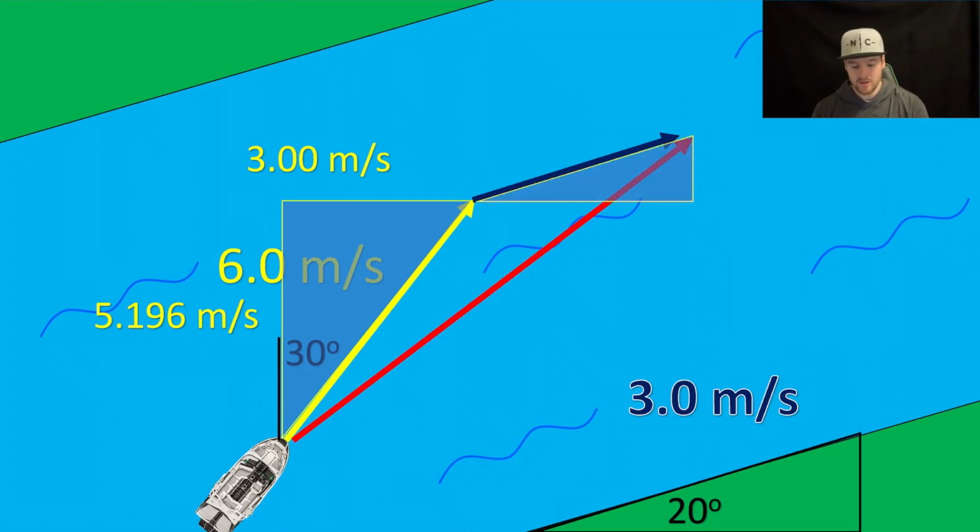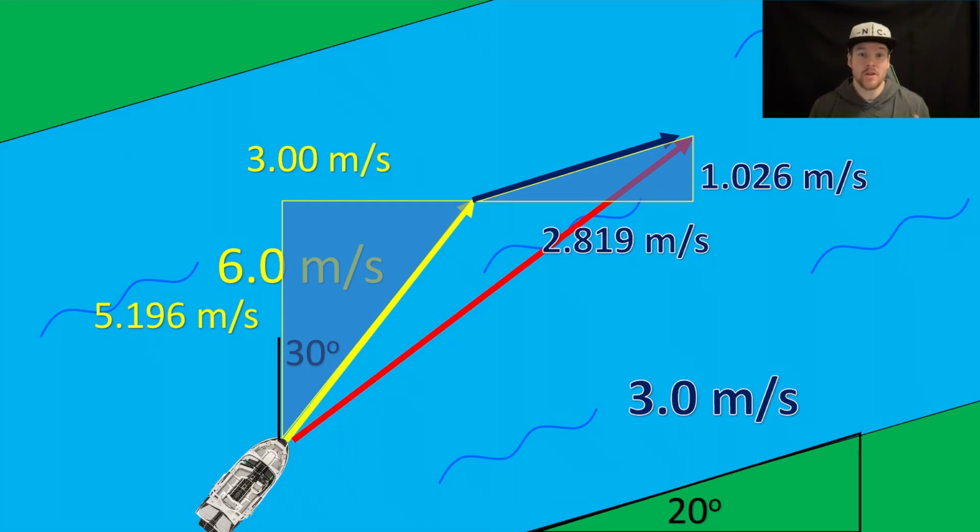We would do similar trigonometry for the vector for the water and find that the north component is 1.026 and the east component is 2.819. Now that we have these numbers, we can add the x's together and add the y's together because the x's do not affect the y's. X motion only affects X motion, Y motion only affects Y motion.